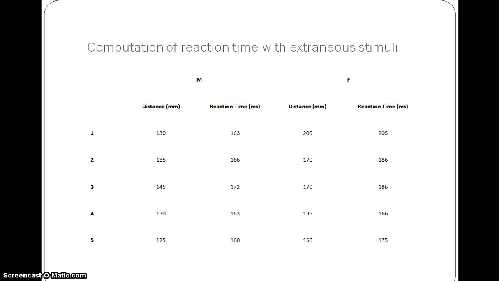This one is with extraneous stimuli, that is the subjects are being distracted while conducting the experiment, and so they're not really focused when the reaction strip falls down, and so they have a slower reaction time. They react slower for grabbing the reaction strip when it falls down.